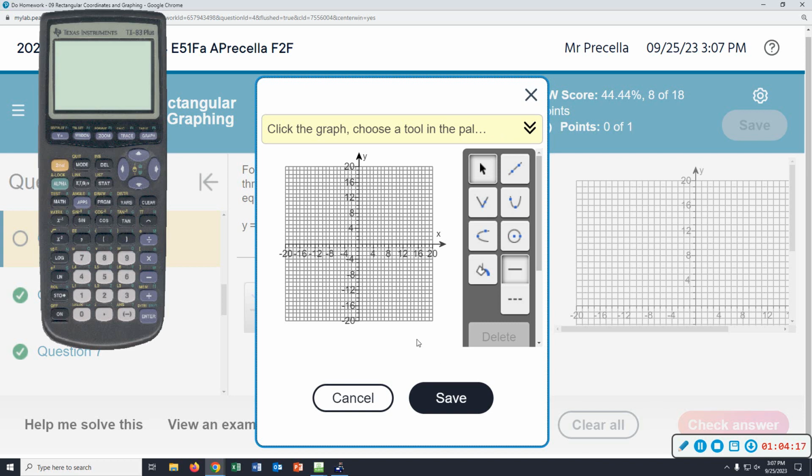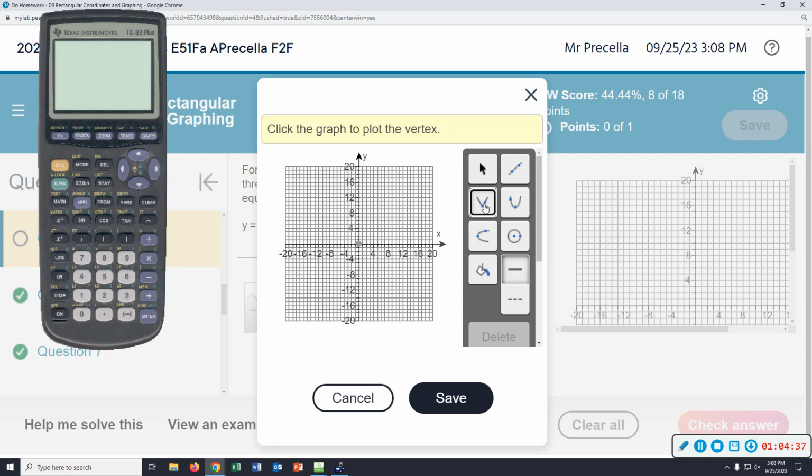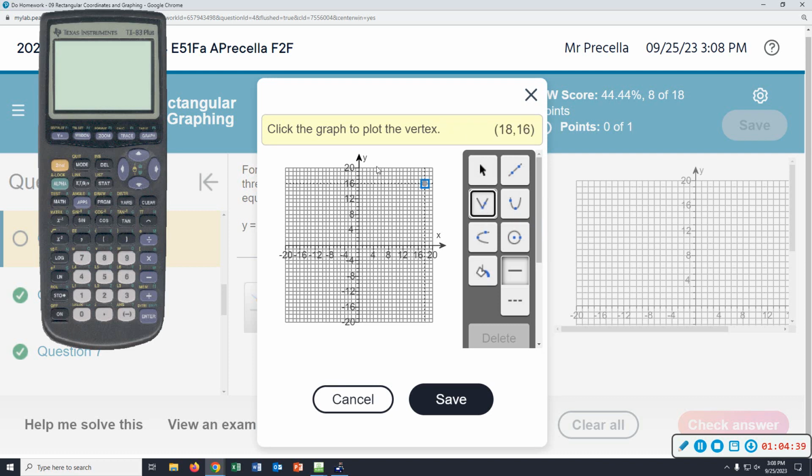There's one shape that looks like a V, and it's hard to tell, but there's only 2 blue dots on there. If you hover over this V, y'all see what it says? Absolute value tool. There are only 2 blue dots, so we're only going to be using 2 points to draw the graph. You click the absolute value tool, click the graph to plot the vertex. That's 5, 0. There's the vertex.